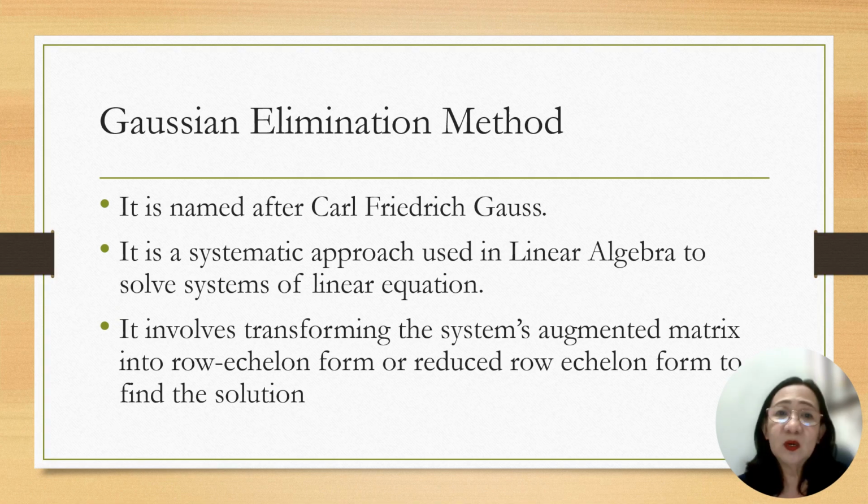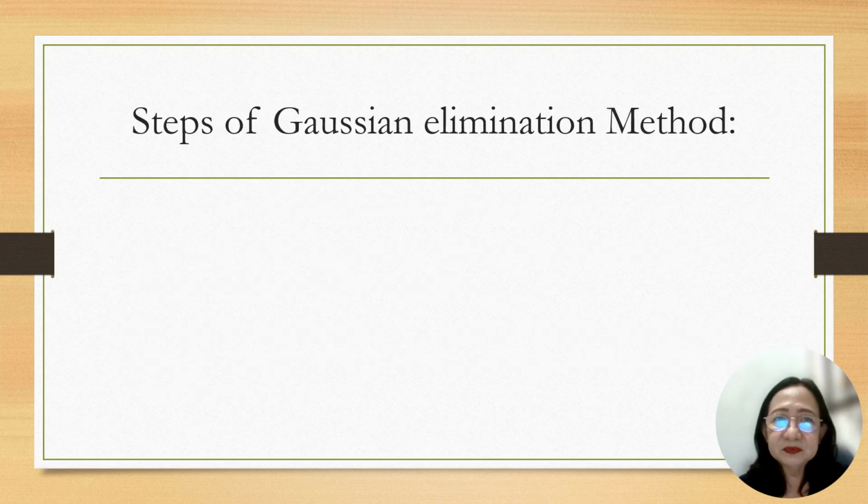So what is all about the Gaussian elimination method? It is named after the famous mathematician Carl Friedrich Gauss. It is a systematic approach used in linear algebra to solve system of linear equation, and it involves transforming the system's augmented matrix into the row echelon form or reduced row echelon form to find the solution.